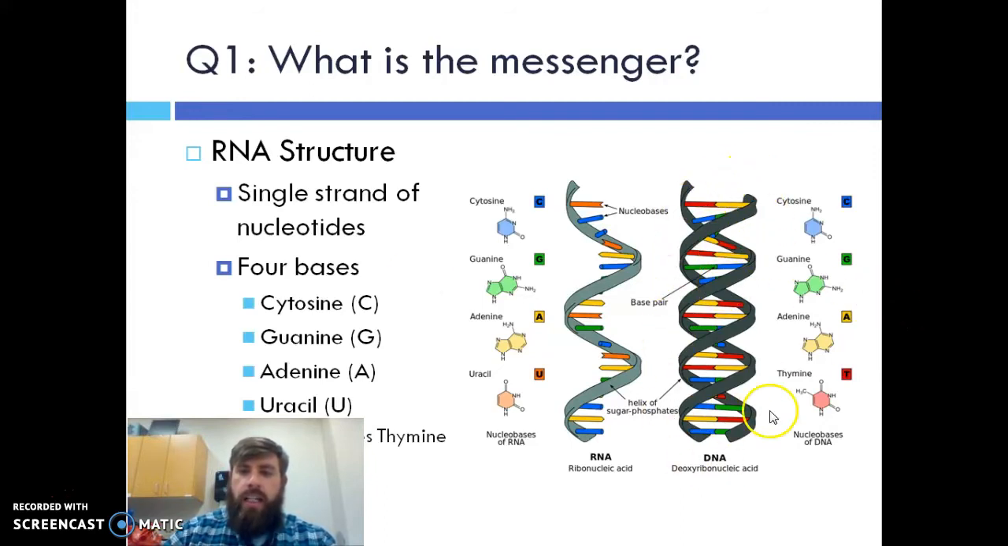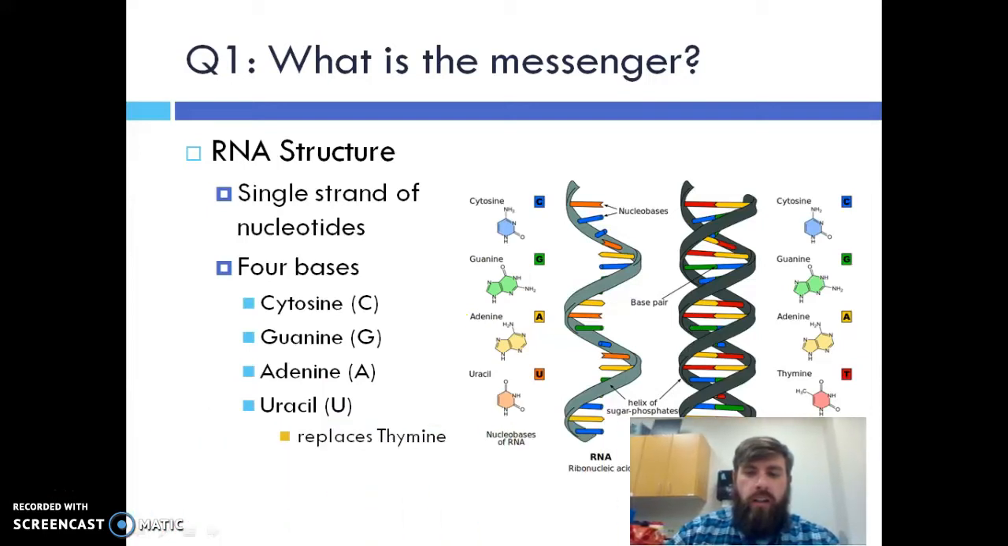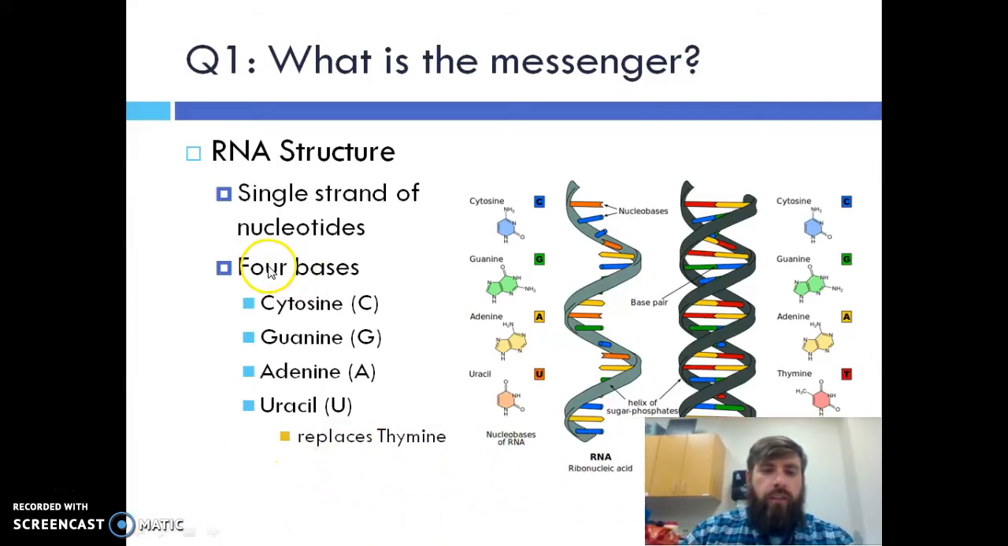So DNA is double-stranded. It looks like a spiral staircase. And RNA looks like a spiral staircase that you cut in half. It's only one side of the staircase. There is a slight difference here, and I'm going to move my picture over so that you can see this. So we have 4 bases. Before we had C, G, A, and T, but now when we're making mRNA, we are going to use C, G, A, and U. So that replaces thymine.